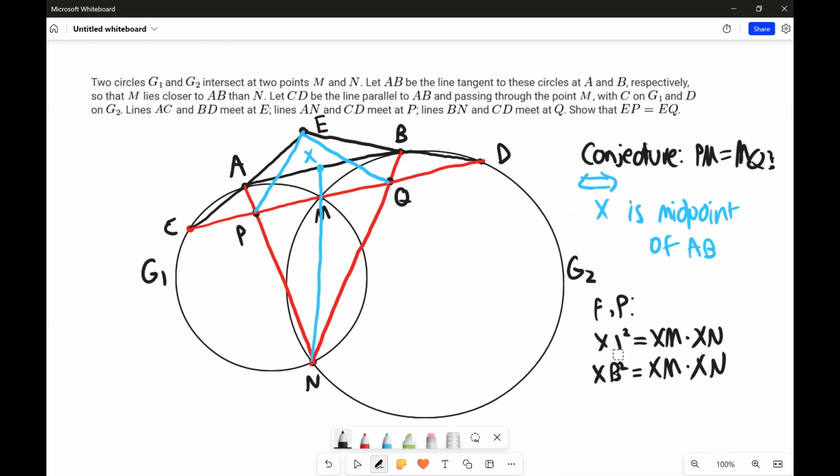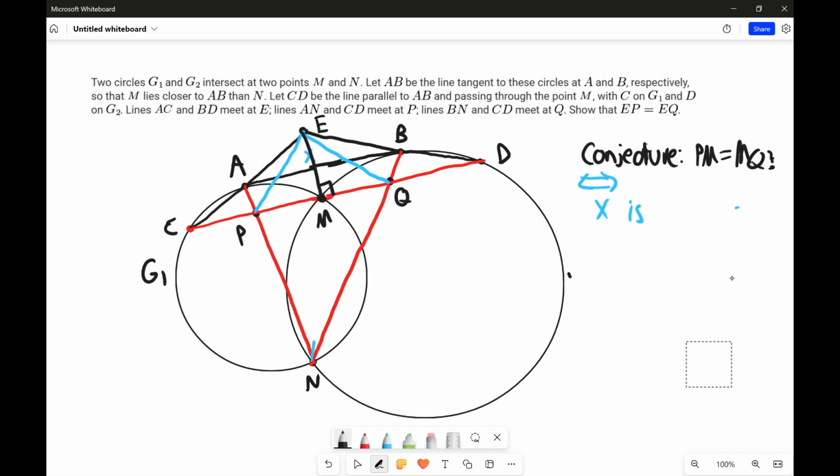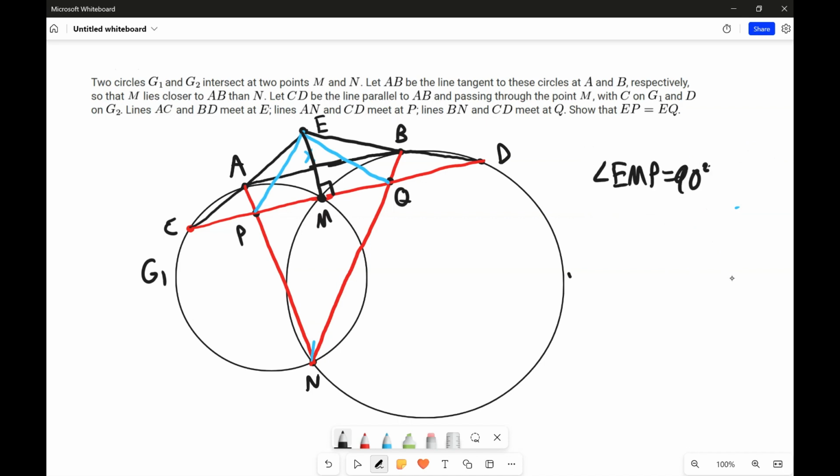All right. So now we know that PM is equal to MQ. So we can say that this is for sure the case. And now all that's left to do, I can get rid of this line here. There we go. And all that's left to do now is to prove that angle EMP is equal to 90 degrees.